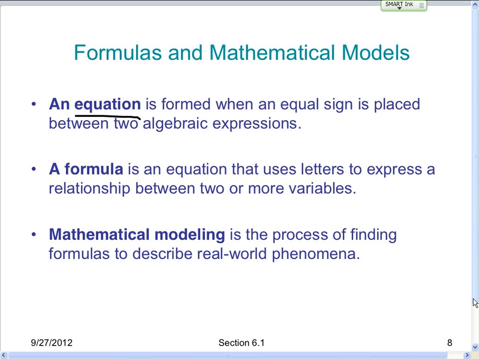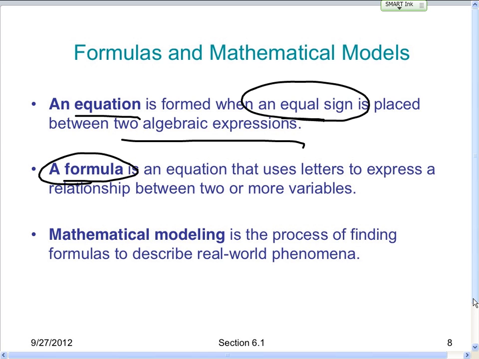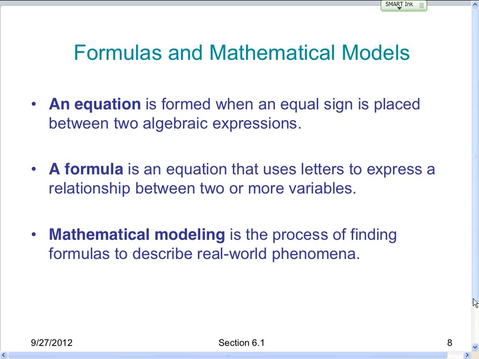An equation is formed when an equal sign is placed between two expressions. A formula is an equation that uses letters to represent a relationship between two or more variables. In other words, a formula is real world. Okay, if I have an equation that people actually use, like d equals rt, distance equals rate times time, then we call it a formula.